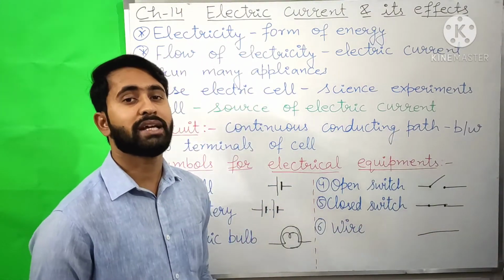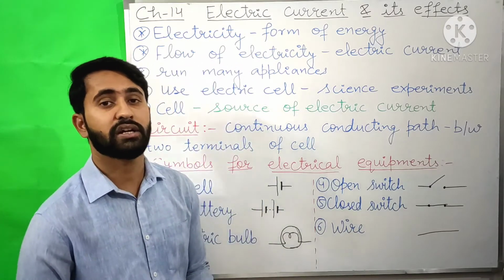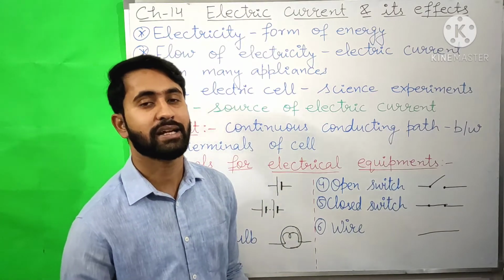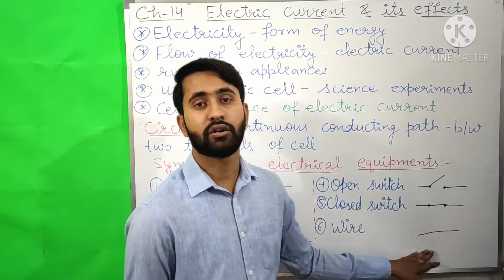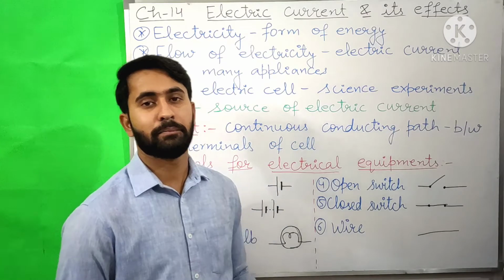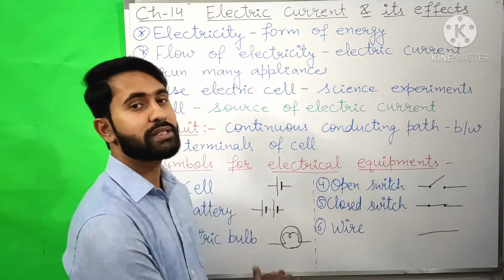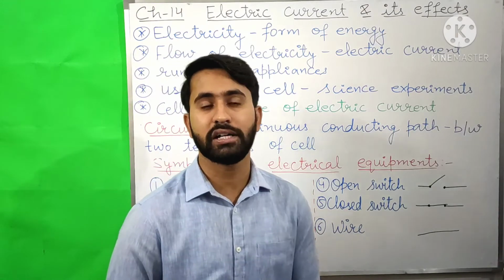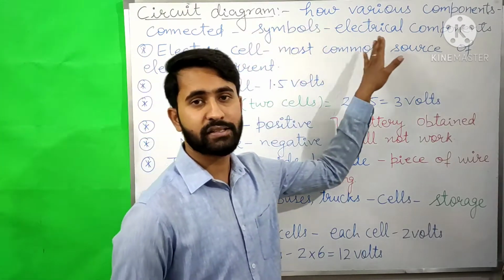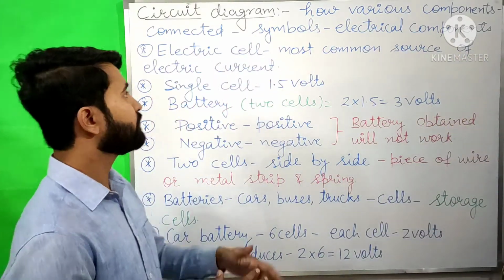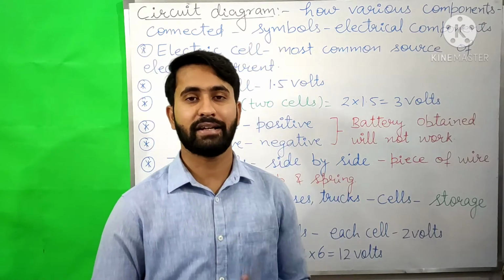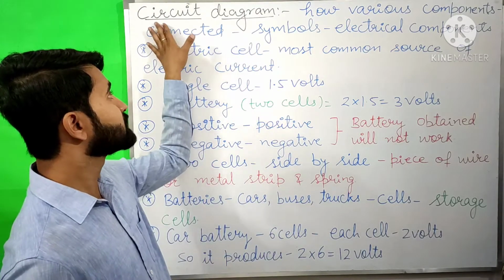The wires, sometimes also known as connecting wires, which are used to connect the various components like bulbs, switches, batteries, cells, etc., are shown by drawing straight lines. It is very easy to represent the electrical components by their symbols, and by using these symbols we can easily draw a circuit diagram for an electric circuit. A diagram which tells us how the various components of a circuit are connected by using the symbols of the electrical components is known as a circuit diagram.